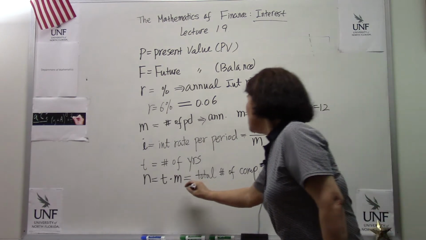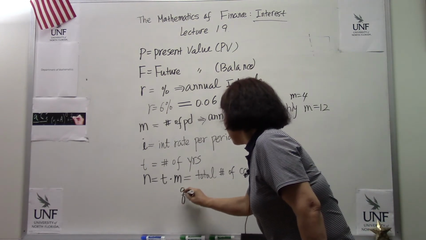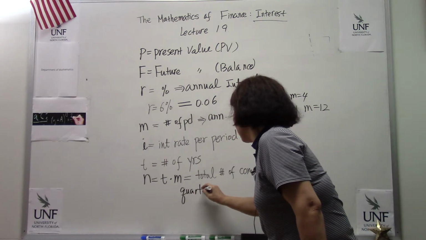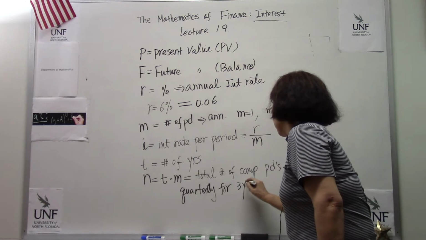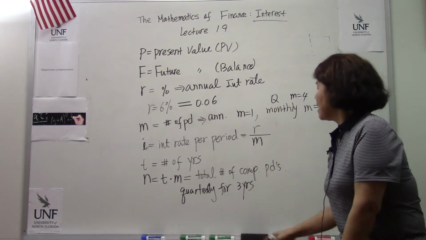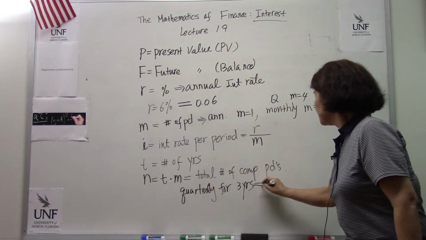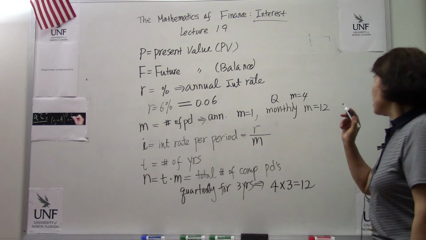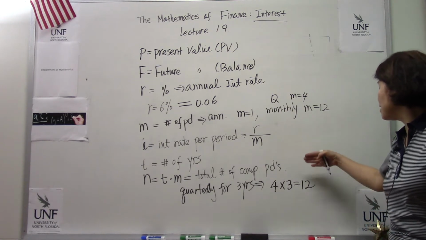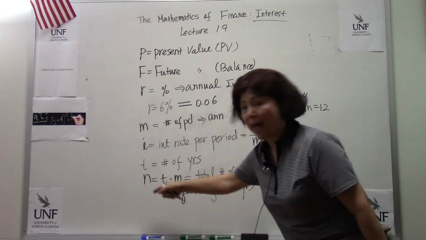So for example, somebody is investing money quarterly for 3 years. So they are going to receive interest 4 times a year for 3 years. So you are going to receive interest how many times? 12 times. That is the meaning of n.